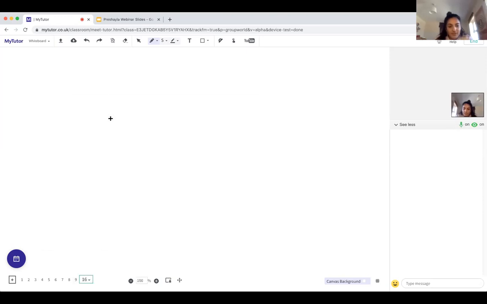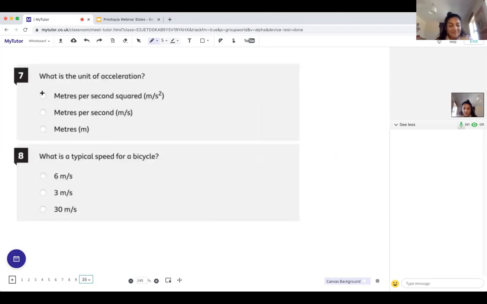Okay, what is the unit of acceleration? I just told you this one. So yes, the unit of acceleration is meters per second squared. What is a typical speed for a bicycle? Cool, so the speed of a bicycle is 6 meters per second.